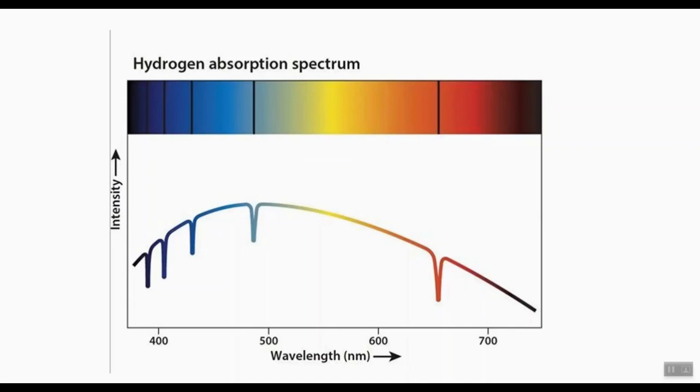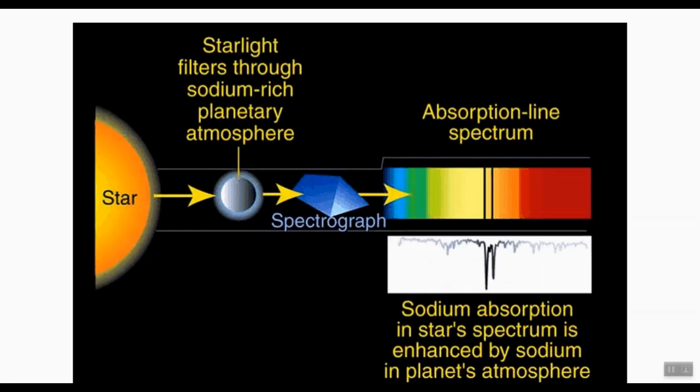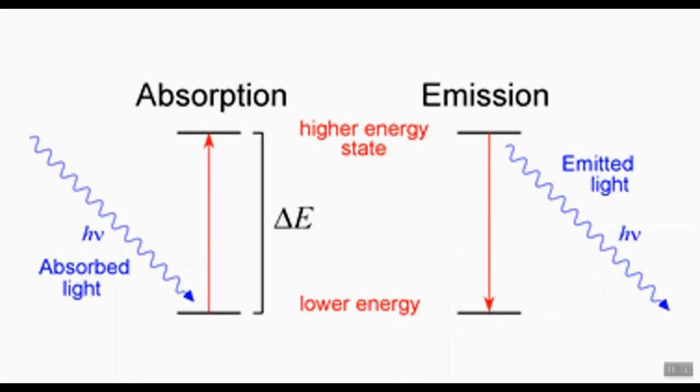This figure represents the absorption spectrum of hydrogen atom, where the intensity is plotted as a function of wavelength. This figure represents the sodium absorption spectrum. The fingerprint that I mentioned earlier often appears as the absorption of light.